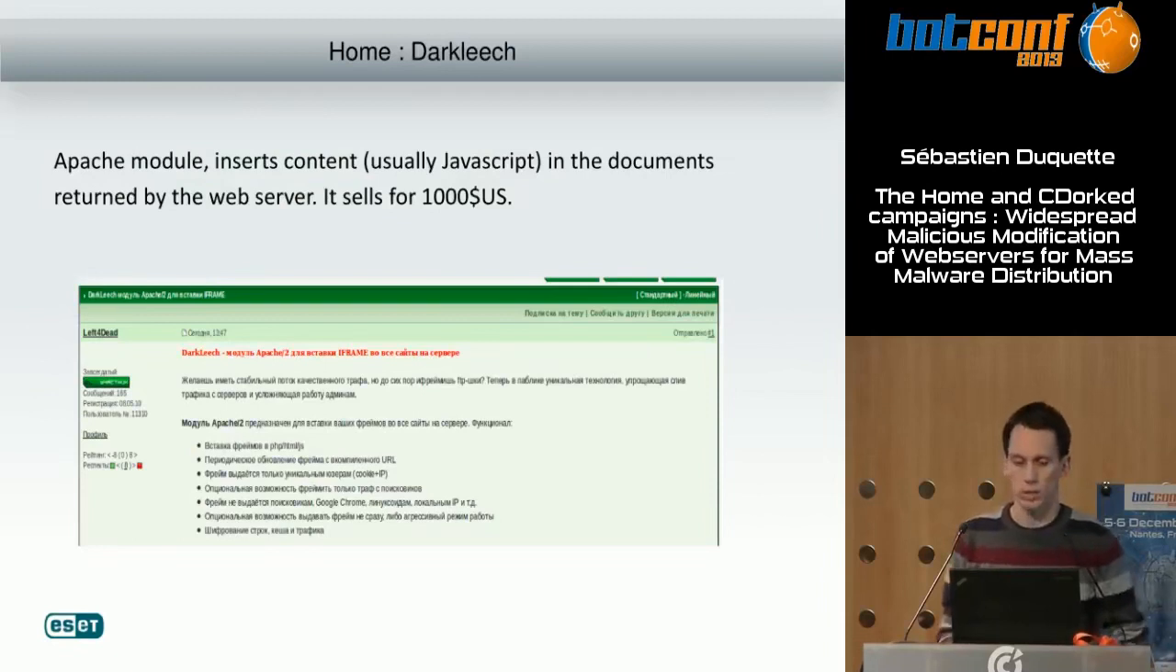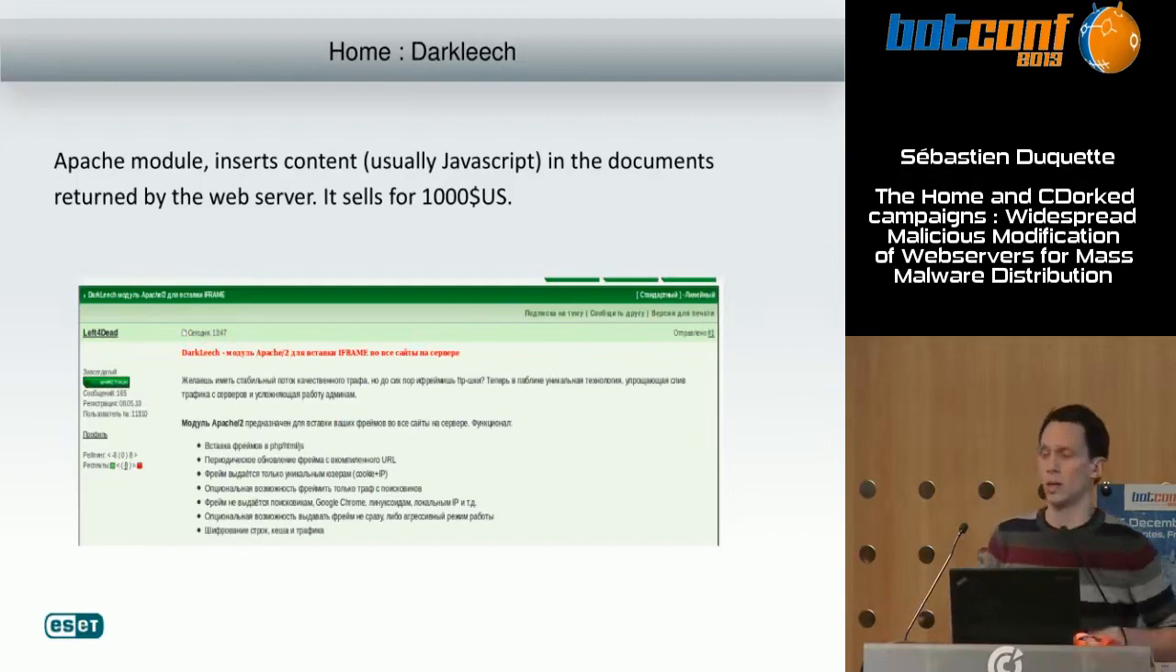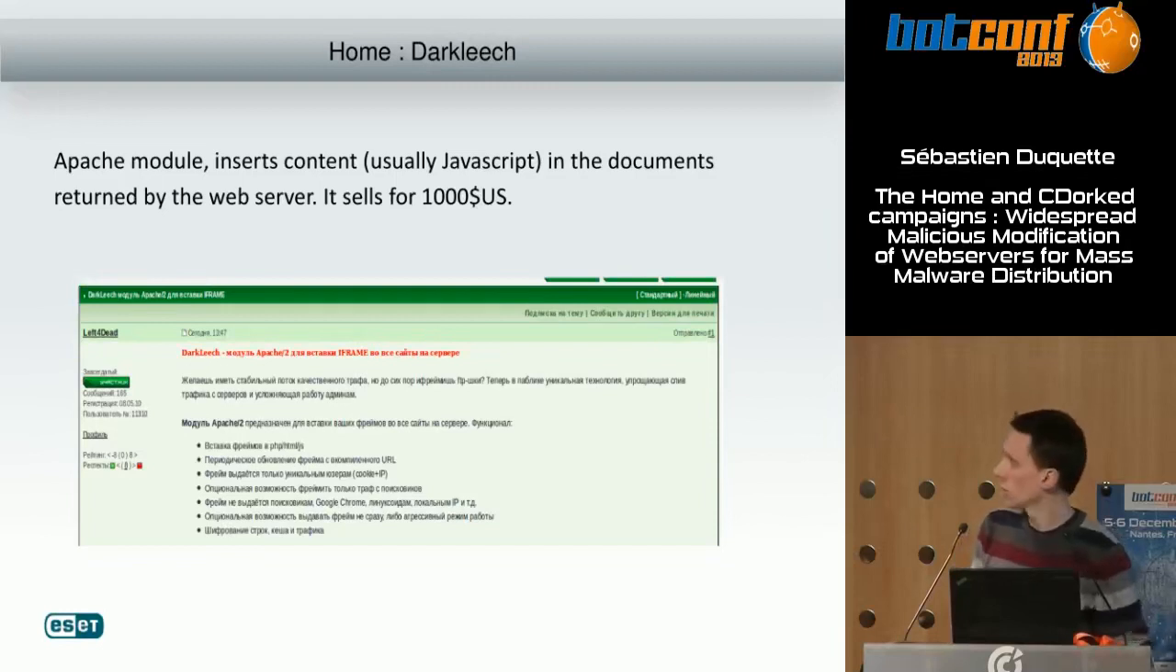Basically, this is an Apache module, and it's only used to insert content, JavaScript content, in some of the pages. That's a kind of a kit. It's being sold on forums. It sells for about $1,000 US. And for those in the back that might not see, this is the advertisement from the forums, and it's in Russian.